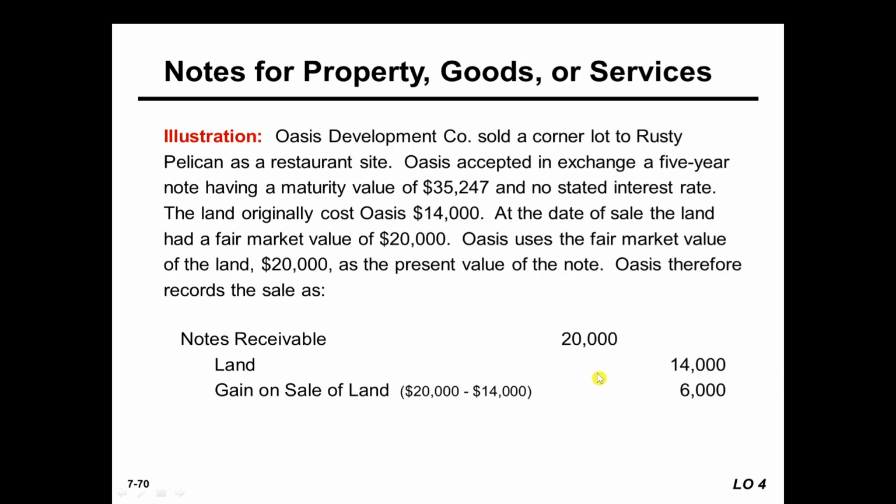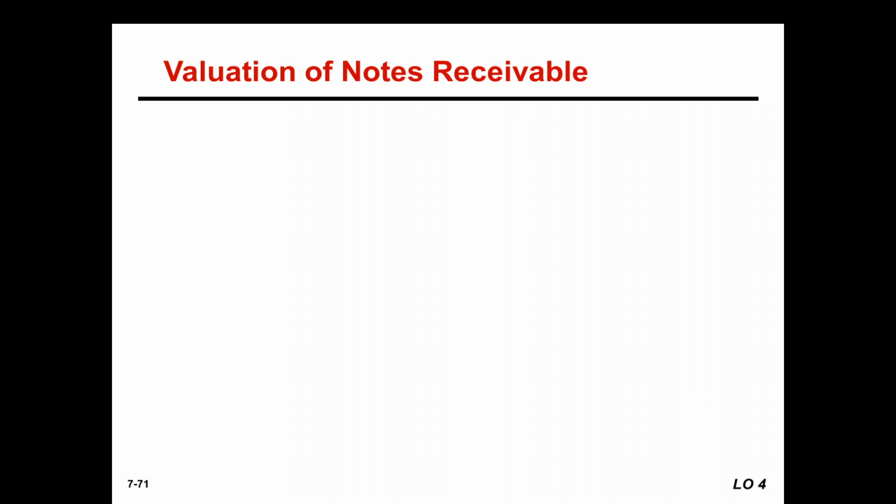So the notes receivable is recorded based on the market value of the land, not by its market value, because we don't know the market value. We only know the maturity value of 35,247. So the Oasis will also record a gain on the sale of the land as much as $6,000 here.